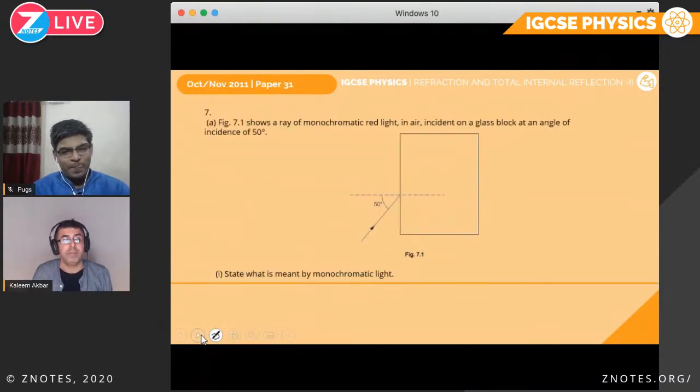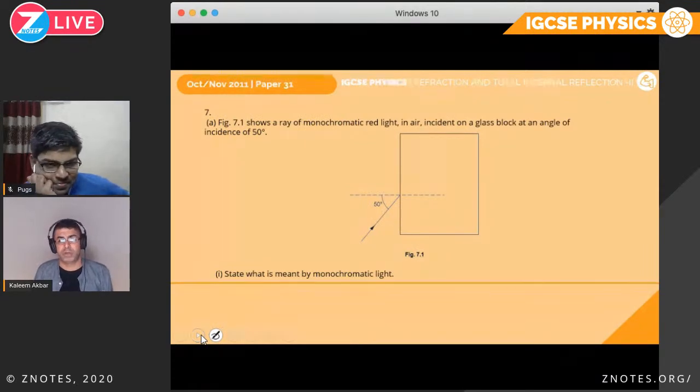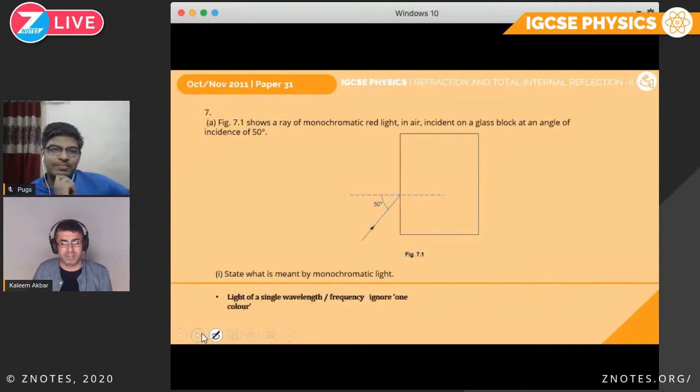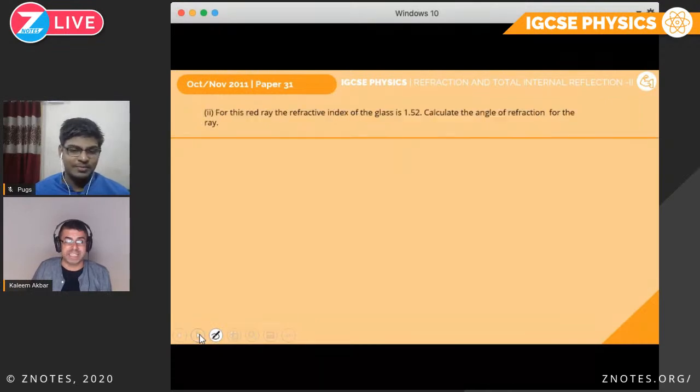Okay. Here's a good refraction one to do. Figure 7.1 shows a ray of monochromatic red light in air, incident on a glass block at an angle of incidence of 50 degrees. State what is meant by monochromatic. Like I told you, for the purposes of this, guys: light of a single wavelength or frequency. Look what it says, ignore color, which is annoying because if you look at really old past papers, they accepted it, but not anymore. For this red ray, the refractive index of the glass is 1.52. Calculate the angle of refraction.